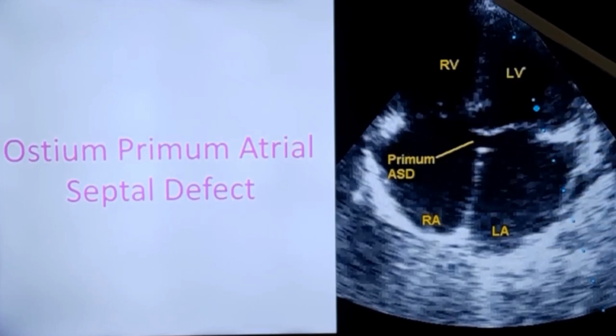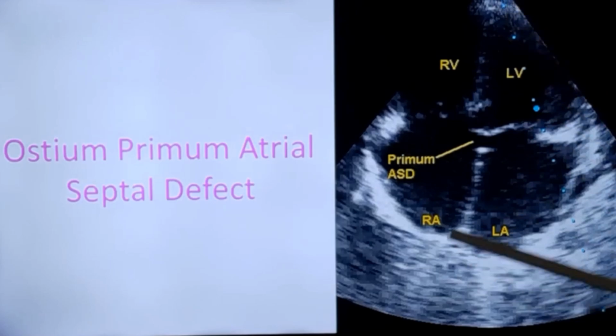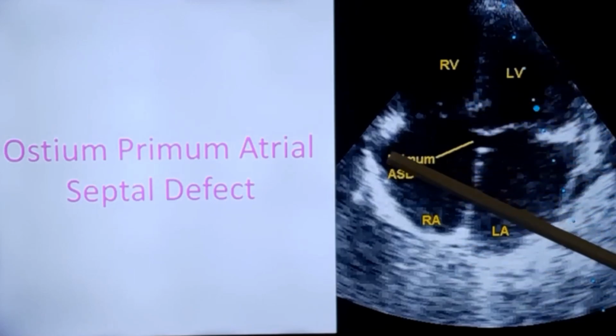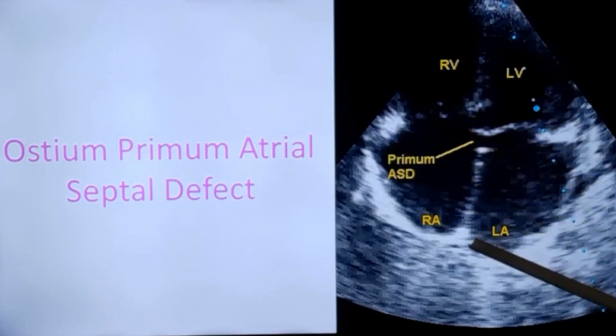This is from the apical four-chamber view. The transducer is at the apex of the heart, and you can see all the four chambers as in a textbook description of the heart. Here you can see these translucencies are the pulmonary veins draining into the left atrium. Usually you can see only three pulmonary veins in most of the echocardiographic views.